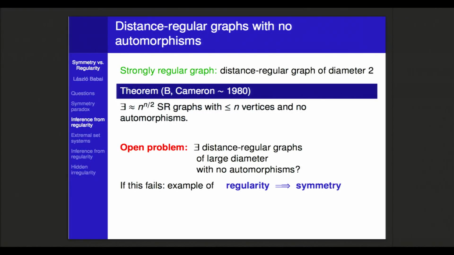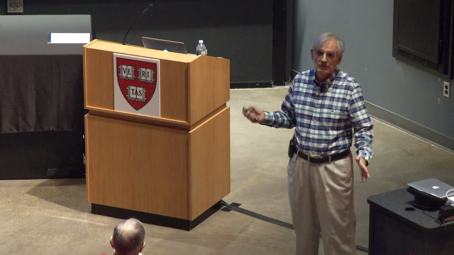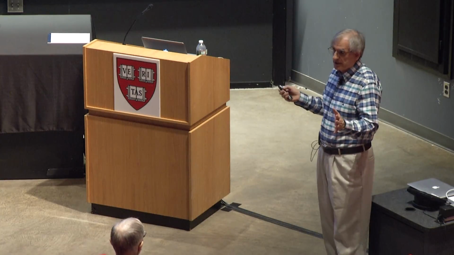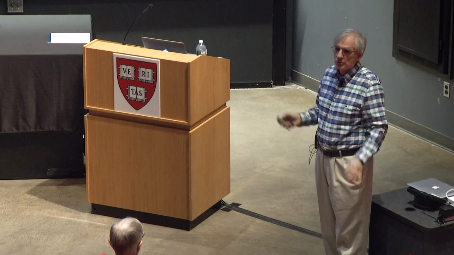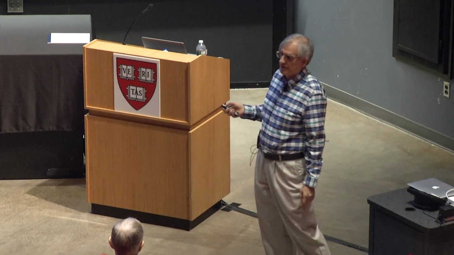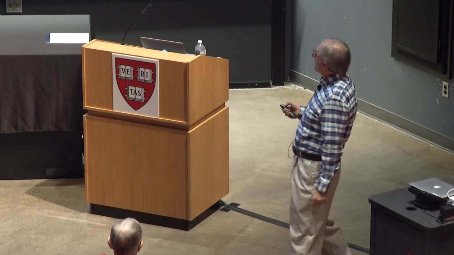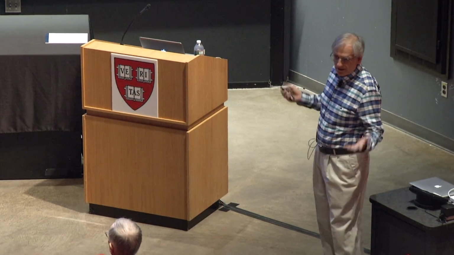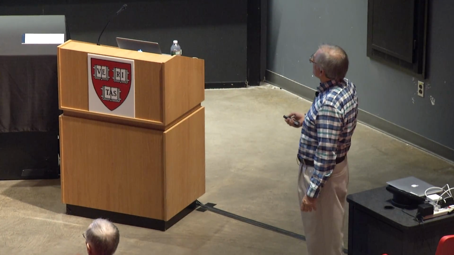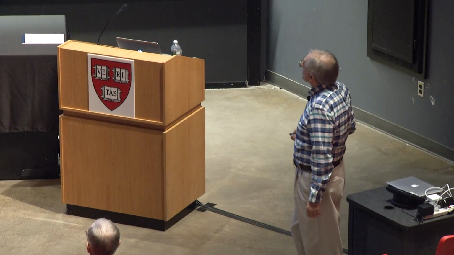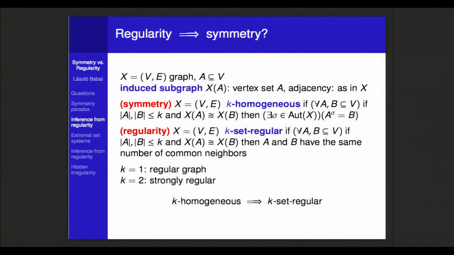On the other hand, I don't believe that it fails. But if it doesn't fail, that means that we are woefully short of methods to construct these types of graphs. We are not even close to getting something that has no automorphisms. In fact, all of those that we know are either vertex-transitive, or at least they only have 2 orbits. So they are very symmetrical, and so that is a tantalizing open problem. Okay. So, under what circumstances can we infer symmetry from regularity?